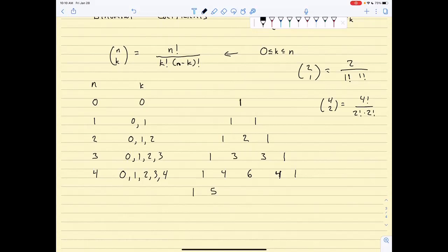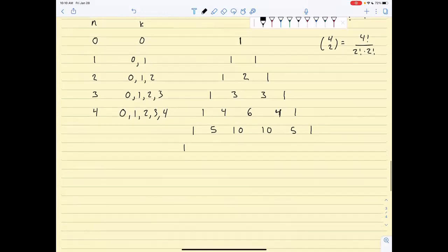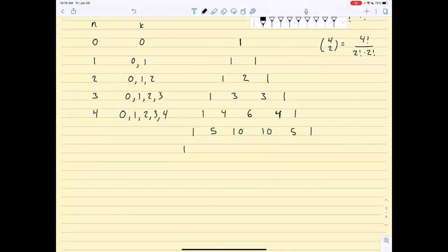10. That's correct. It is going to be 10. The next one will also be 10. 5, 1. We can keep going. Now you guys don't have to do factorials, right? It's pretty good stuff, right? 6, 15, 20.